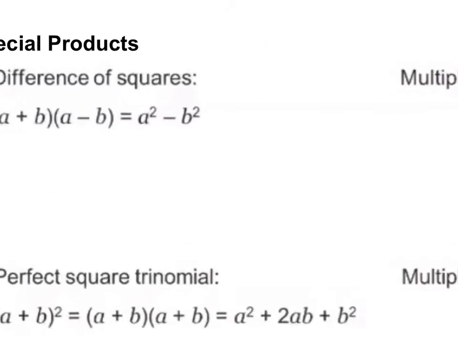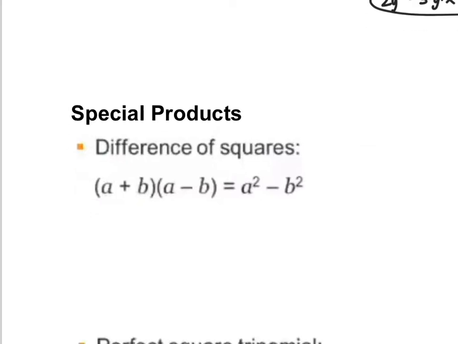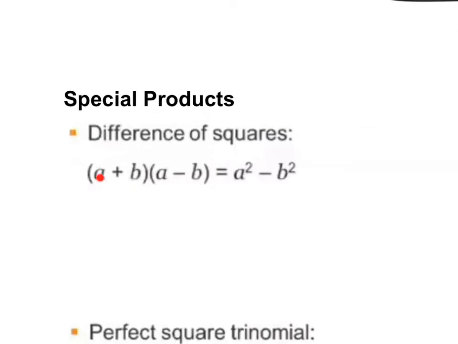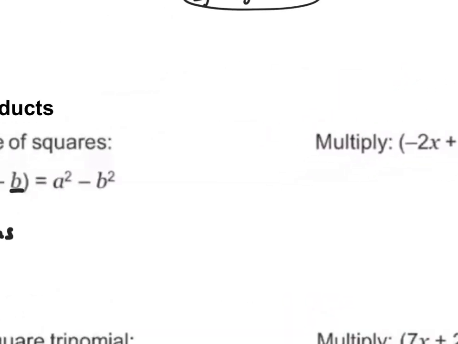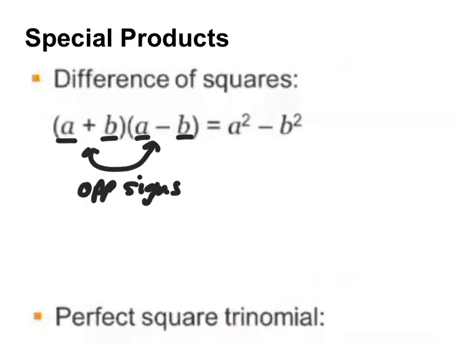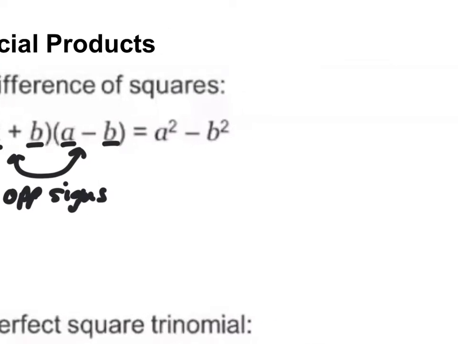Let's talk about the difference of squares. If I take a binomial with the same values a and b but opposite signs, then you just get a squared minus b squared. Let's take a look at how that works. Some of these examples are kind of tricky, so let's do x plus 2 times x minus 2. Let's keep it simple for right now.